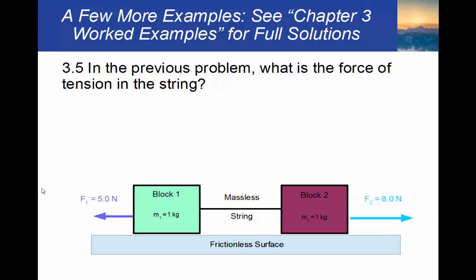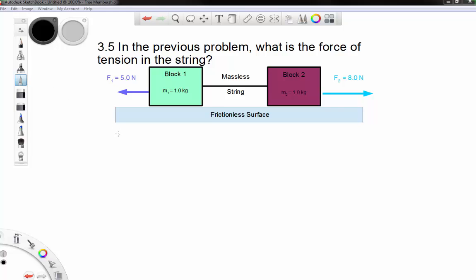So what is the force of tension in the string between these two blocks? Again, we've already basically solved for the acceleration of the two blocks. We've already solved for the net force of the two blocks. We can use that information to get the force of tension in the string. All right, well, in the previous problems, we already solved that the acceleration is 1.5 meters per second squared, and that the net force on 1, which is equal to the net force on 2, is 1.5 newtons for this case.